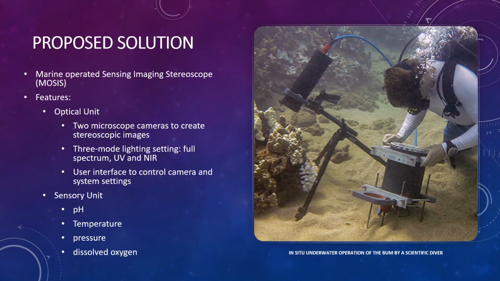The optical unit will be comprised of two microscope cameras to create stereoscopic images, a 3 lighting control mode to capture the image in near-infrared, white, and near-ultraviolet light, and a user interface to control camera and system settings. The sensor unit will include a thermometer, barometer, pH, and dissolved oxygen sensors.